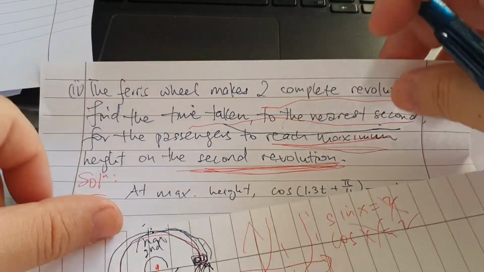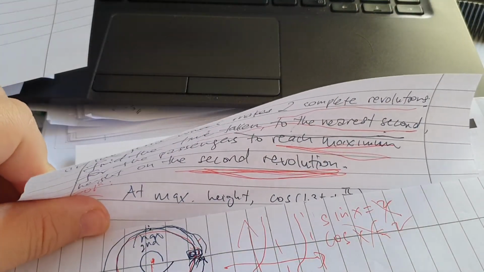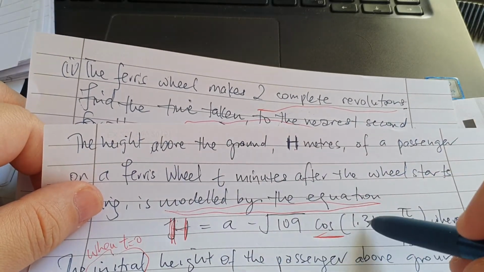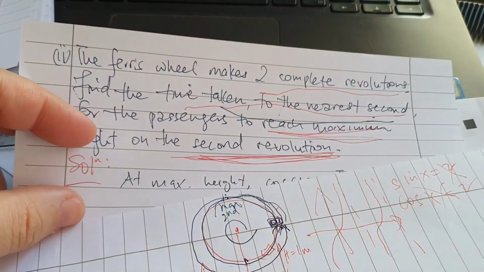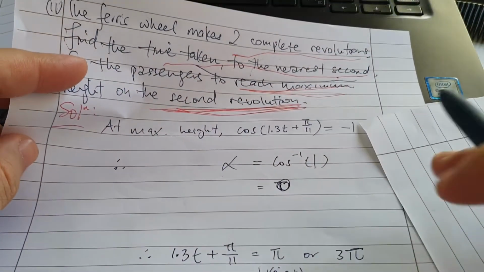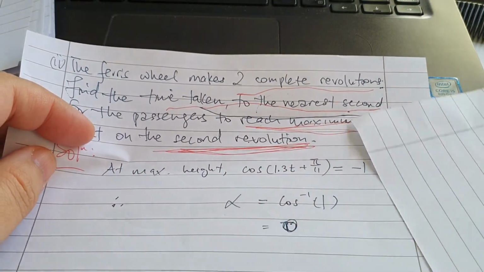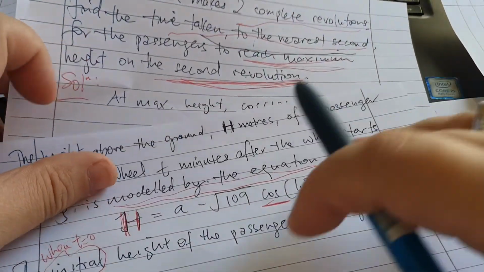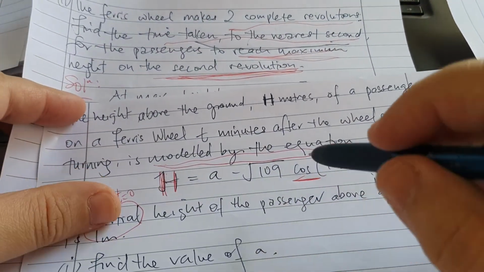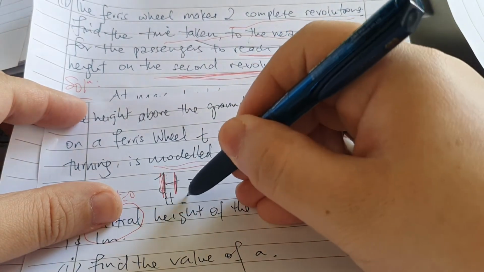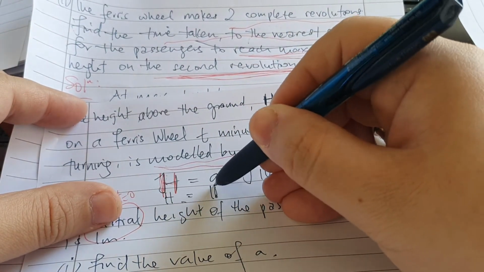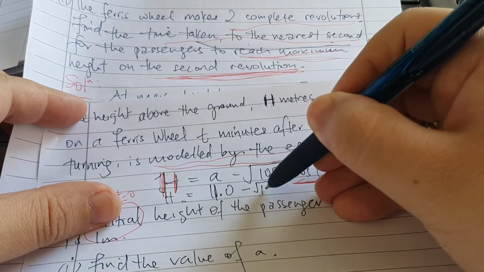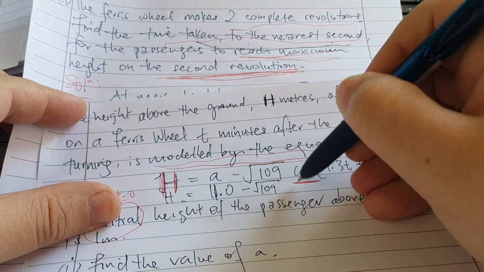Meaning to say, you use this formula to help you. Okay? So now we see how to do this. Okay, I want maximum, right? So this one you must use a little bit of elementary maths. Do you remember that? Okay, so now we know H is 11.0 something, square root 109 cosine of this, right?